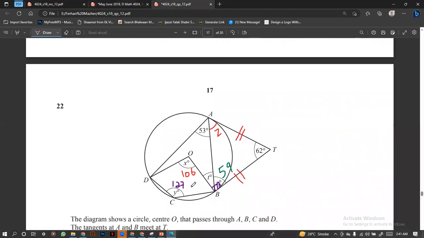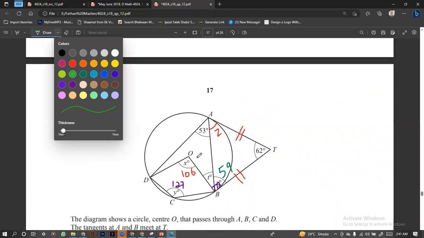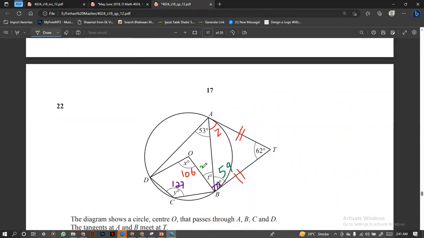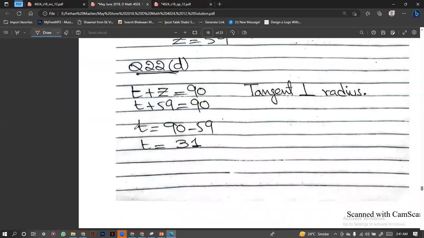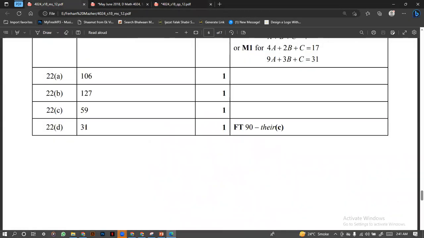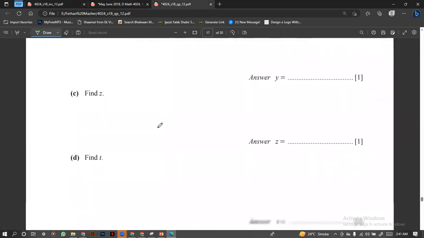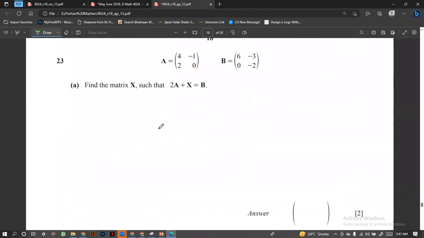So the angle T will be how much? It will be 31. So this is how this question is done. And 31 is the right answer, sir. So we are going to the next question, and that is question number 23.